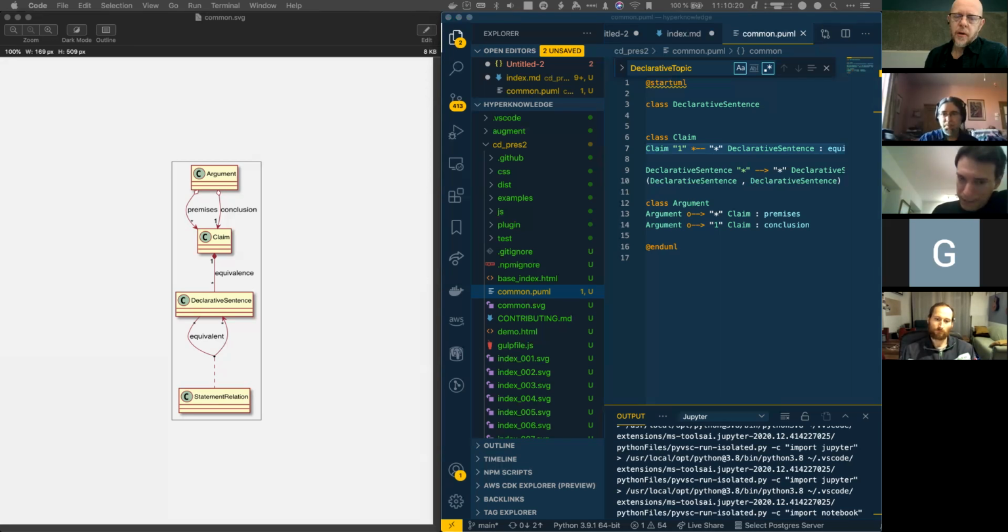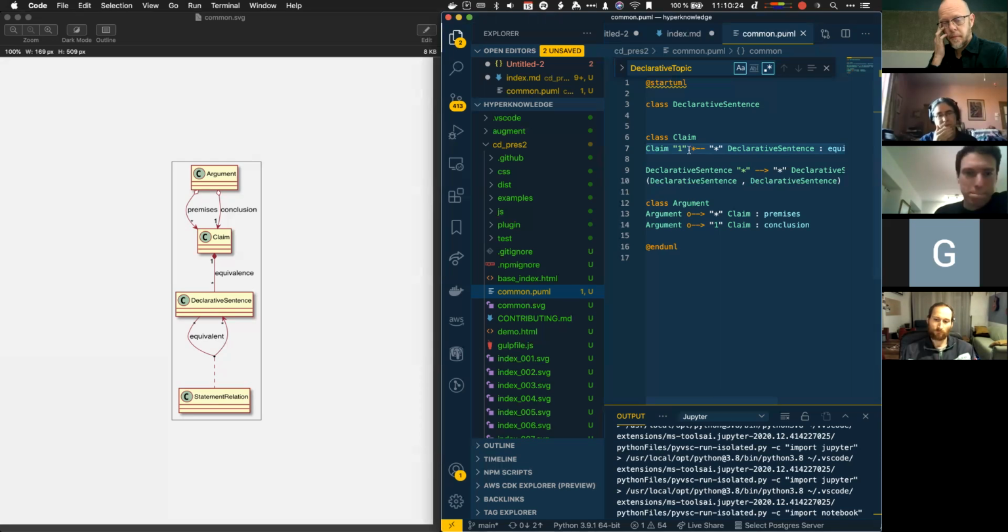I mean, it doesn't preclude us reusing the same string and intending it to be the same object, regardless of whether we're duplicating the data. Okay. Yeah. I just want to make sure that wasn't a discussion. But that's absolutely right. Thank you for reminding me. A declarative sentence can be associated to multiple claims, so this is a many-to-many relationship.